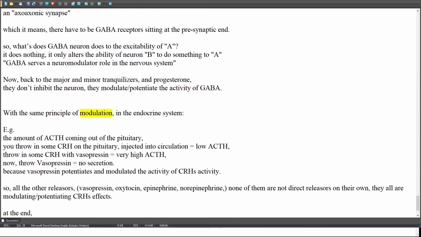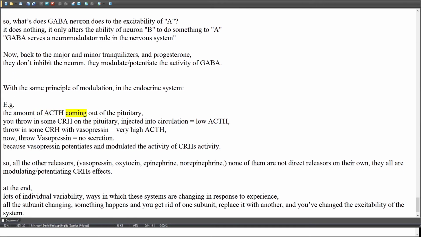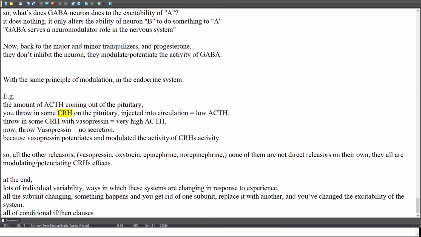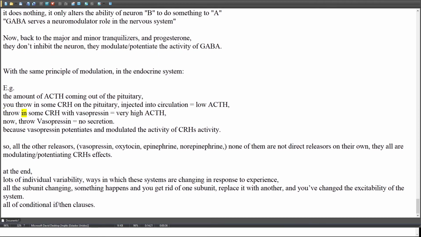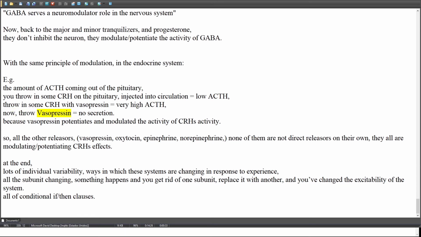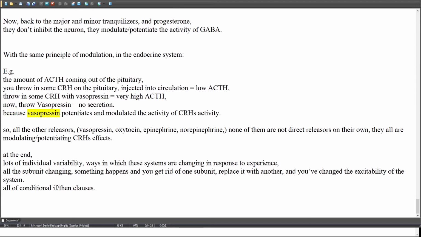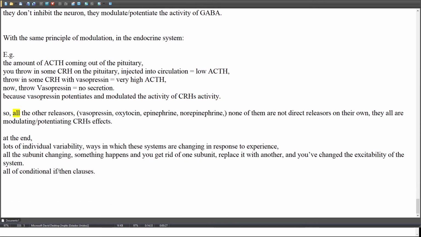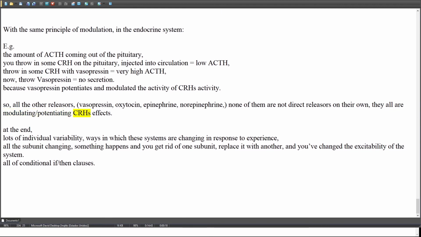The same principle of modulation applies in the endocrine system. E.g. the amount of ACTH coming out of the pituitary. You throw some CRH on the pituitary, injected into circulation, equals low ACTH. Throw in some CRH with vasopressin equals very high ACTH. Now, throw in vasopressin alone equals no secretion. Because vasopressin potentiates and modulates CRH's activity. So, all the other releasers, vasopressin, oxytocin, epinephrine, norepinephrine, none of them are direct releasers on their own, they all are modulating and potentiating CRH's effects.